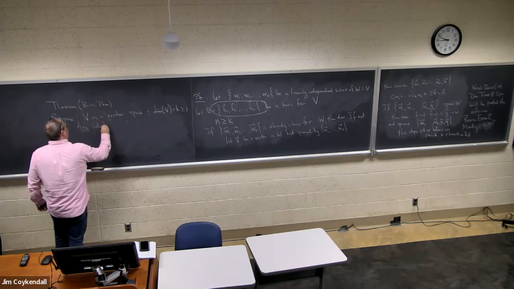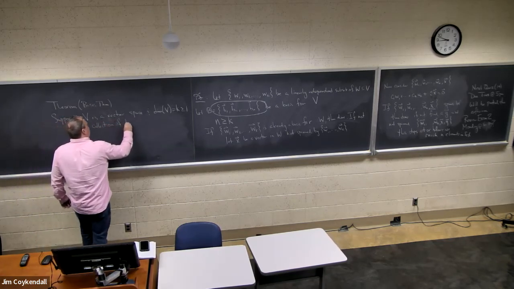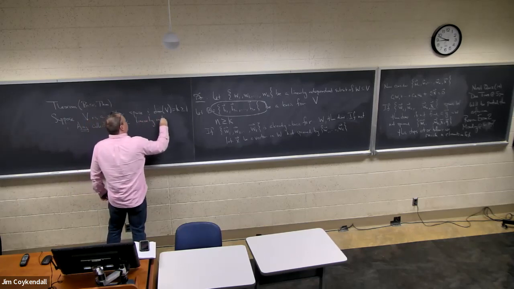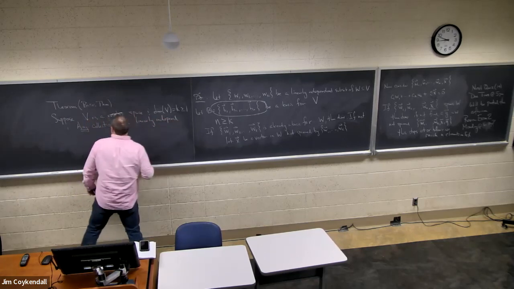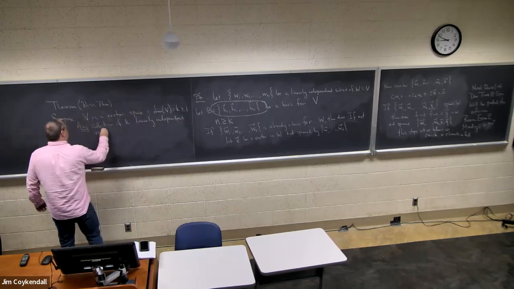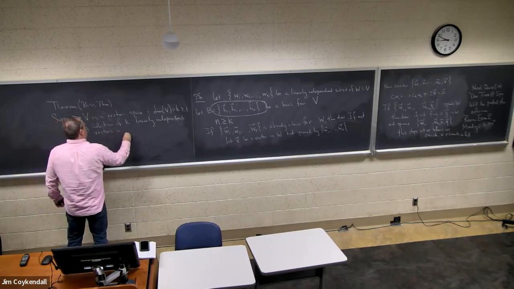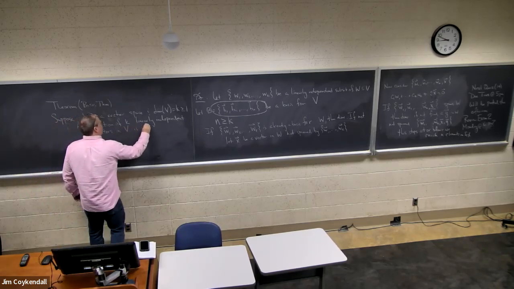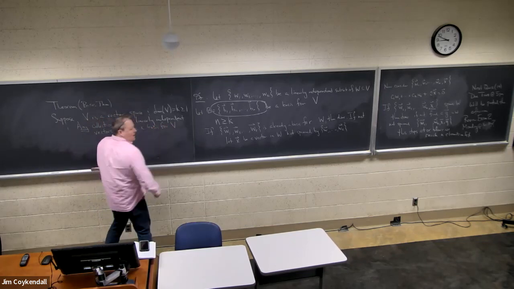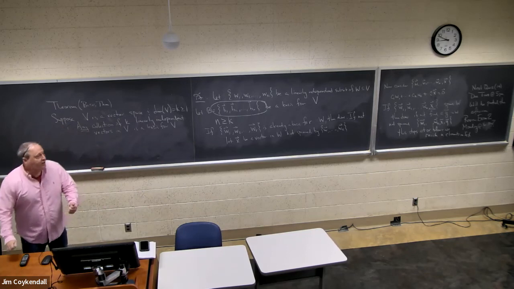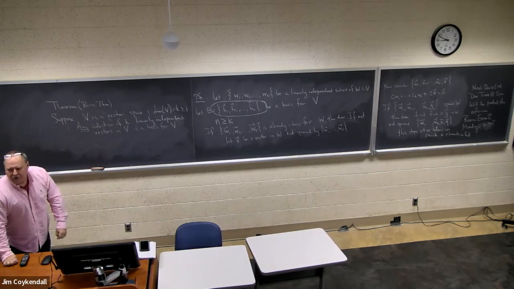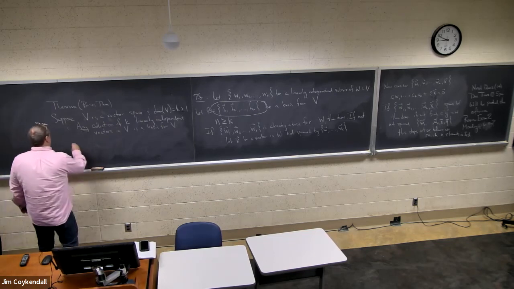collection of K linearly independent vectors in V is a basis. That is cool, because if I know the vector space is of dimension K, if I've got any K linearly independent vectors in there, it's automatically a basis.